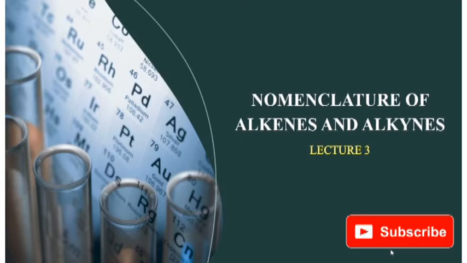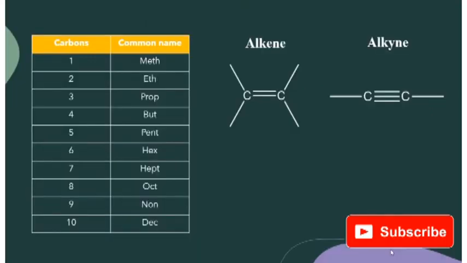Today in this lecture we are going to see the nomenclature of alkenes and alkynes. As we discussed in the last lecture, this table is important. Again, we will revise this table in this lecture. For the carbons, the parent names will change. It differs from carbon to carbon.